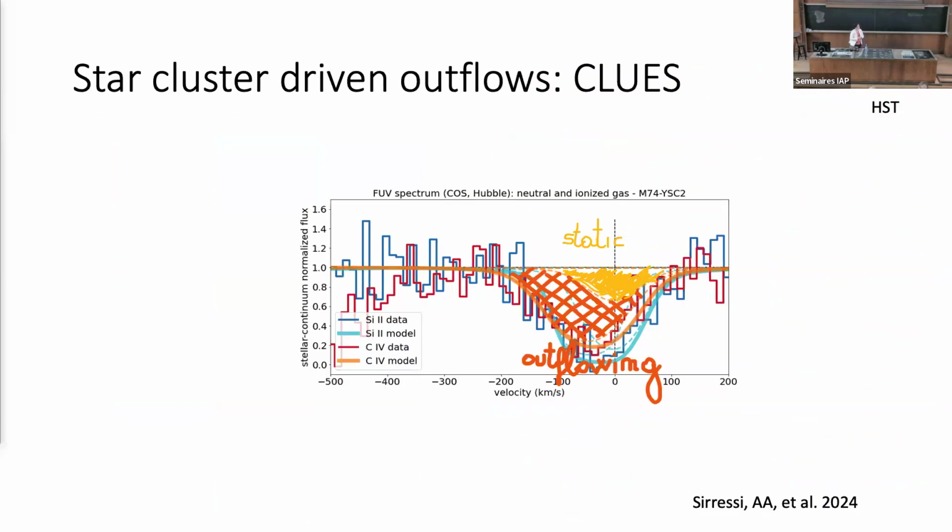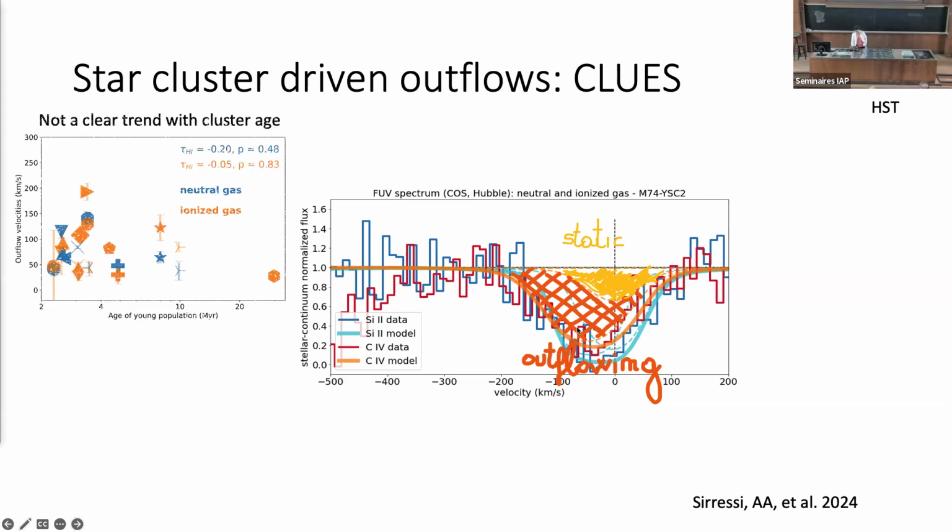So when we do that, we are looking at an absorption line where we find the static component of the gas, which is in front of the star cluster, and the outflowing component, in this case, is the orange drawing here. So when we measure outflows, we measure how much the gas is offset from the systemic velocity, that is 0, the static component. And what we see, essentially, we can determine the energetics in the outflow, is these velocities as a function of cluster age.